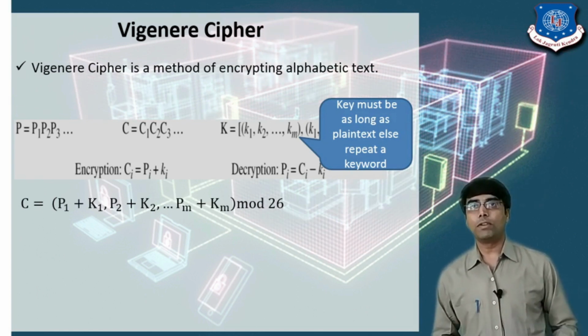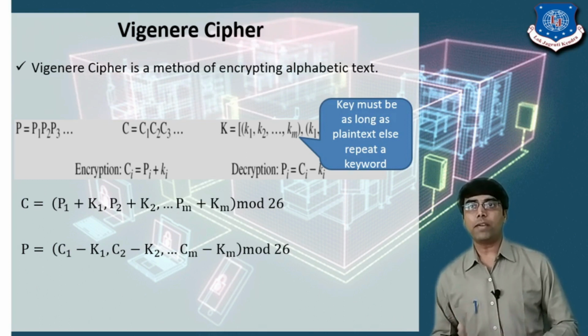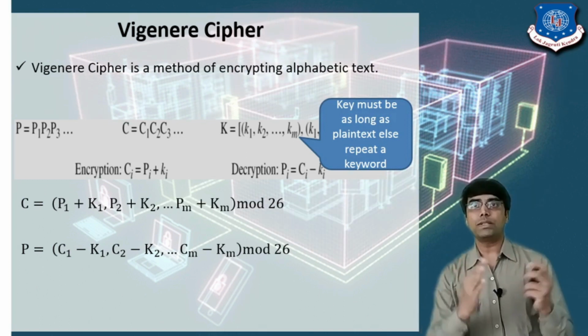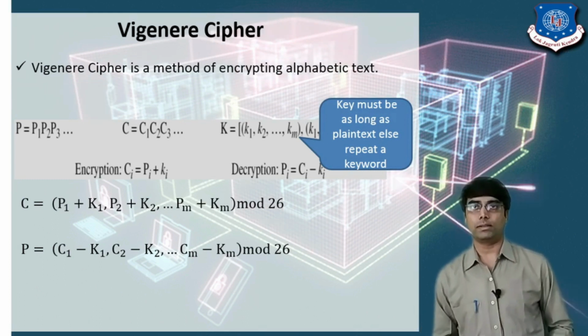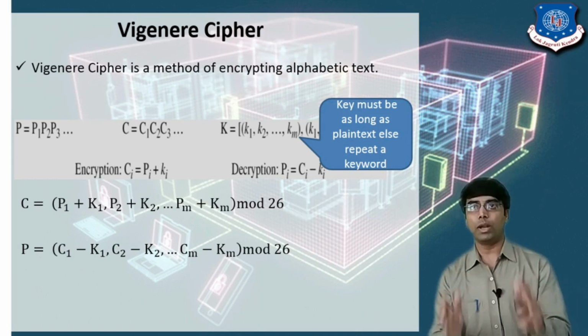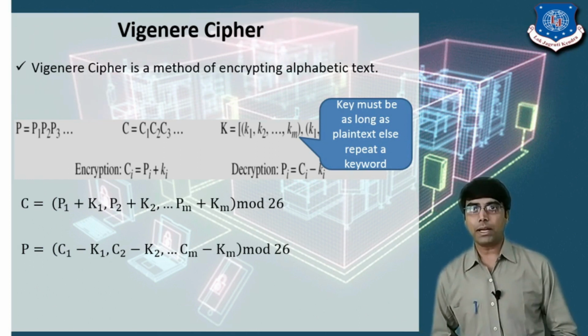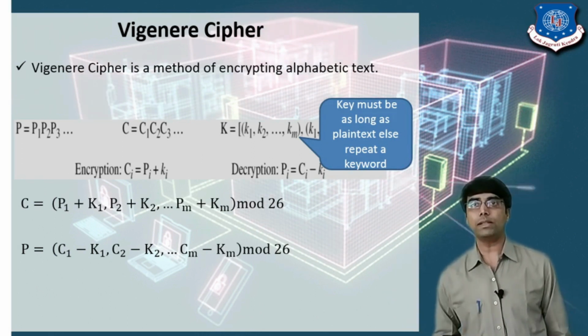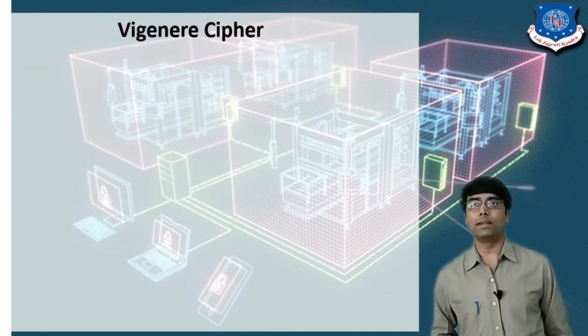Now we will do the reverse procedure, decryption. So P equals (C1 - K1, C2 - K2, up to Cm - Km) mod 26. So with the help of this formula you can encrypt and decrypt the data, or we can say encrypt the message and decrypt the message. So let's see one example to clear this idea.